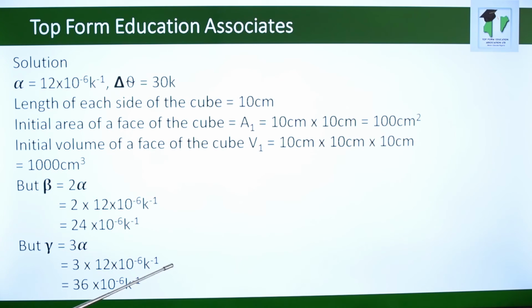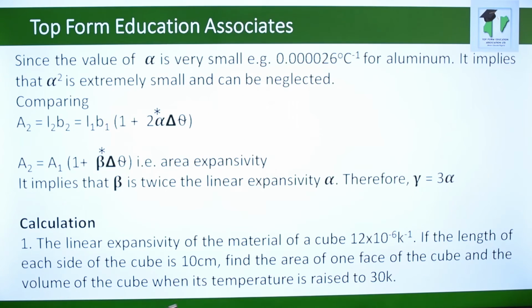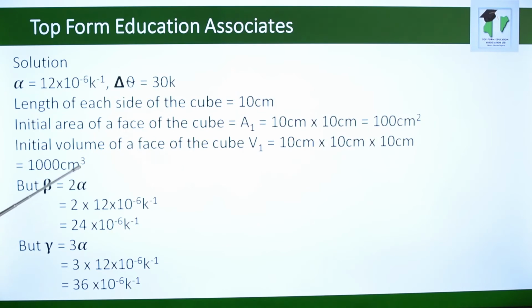So you're asked to get what? In this question, finally, you're asked to find the area of one face of the cube and the volume of the cube when its temperature is raised to this. So I've only gotten this here as the initial area, at the initial temperature. But we want to get these values now at the final temperature. But beta is equal to 2 alpha. Meaning that we have 2 times 12 times 10 to the power minus 6 per Kelvin.